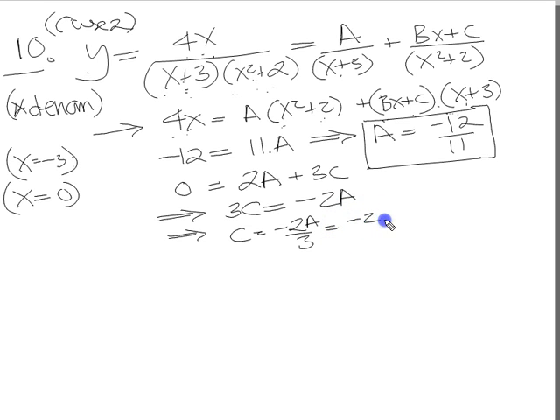Put the value of a in then. A equals minus 12 over 11, so minus times minus 12 over 11 gives 24 over 33. There we are, there's c. Just put a double line on that, just highlight that. That's the value of c.